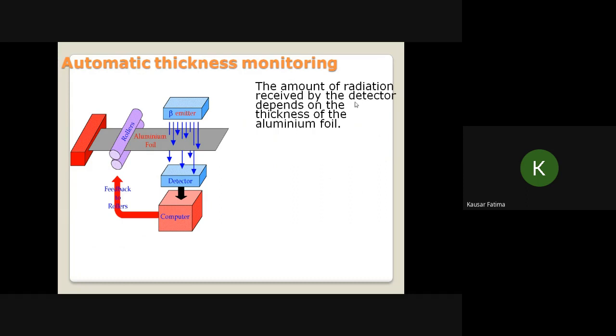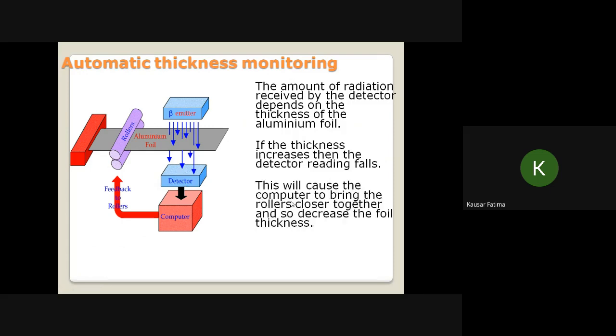The amount of radiation received by the detector depends on the thickness of the foil. So if the thickness increases, then the detector reading will fall, because fewer radiations will be received at the detector. If the thickness is the required thickness, then a constant amount of radiation will be received at the detector. But if the thickness is increased, the count reading will decrease, and the computer will of course function at that time. It will get the instructions, and these instructions will be passed on to the rollers, and these rollers will decrease the thickness by pressing it.